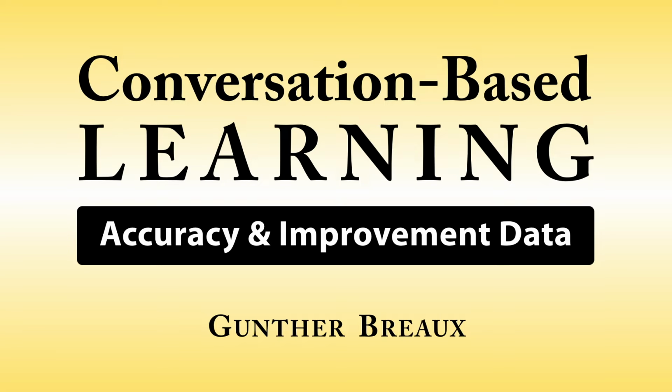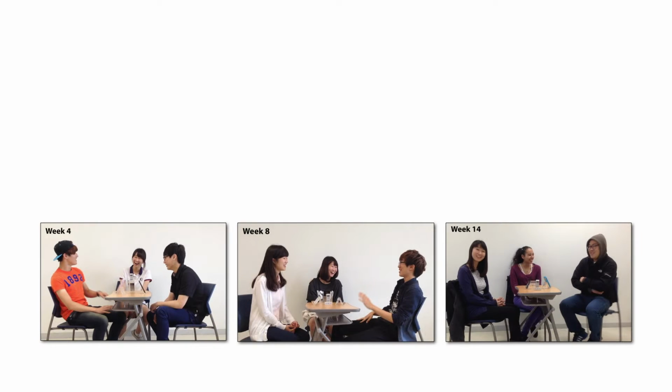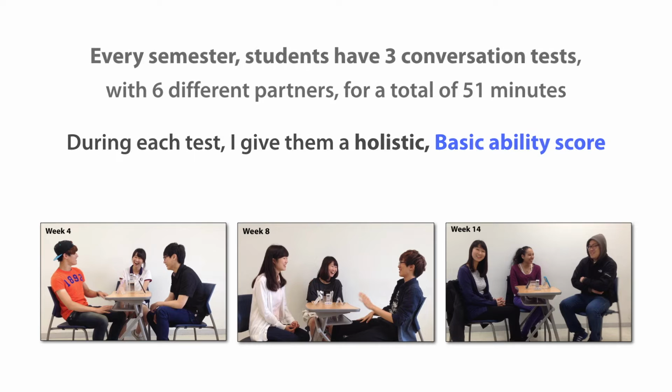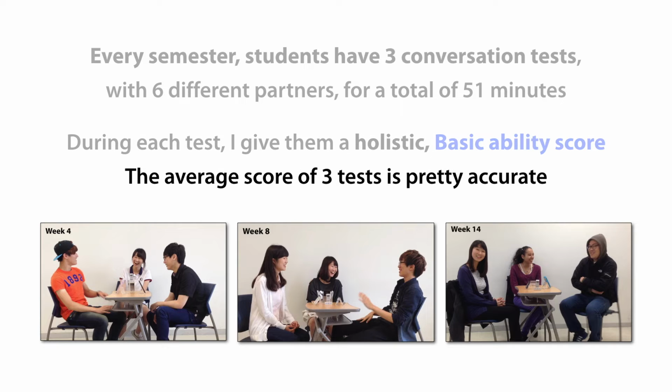Conversation-based learning, accuracy and improvement data. Every semester, students have 3 conversation tests with 6 different partners for a total of 51 minutes. During each test, I give them a holistic basic ability score. The average score of 3 tests is pretty accurate.